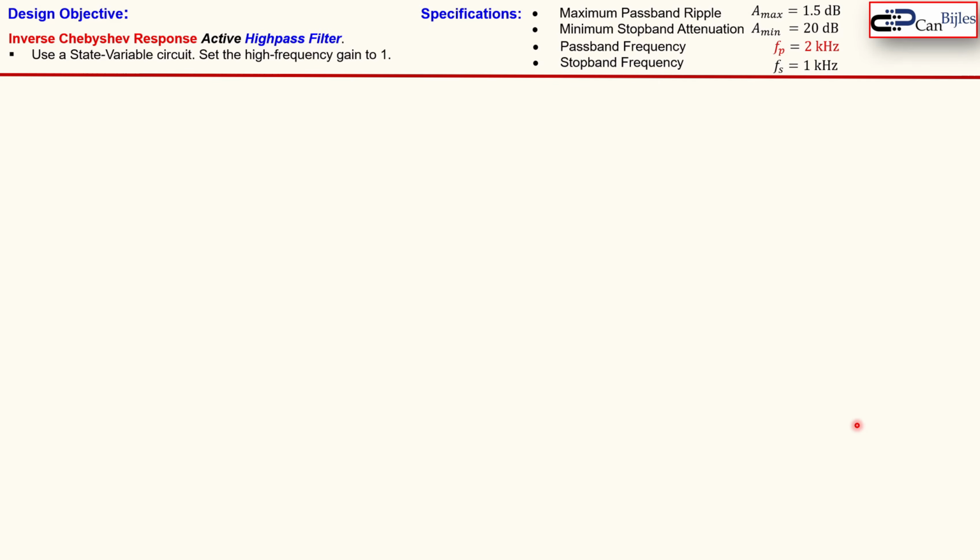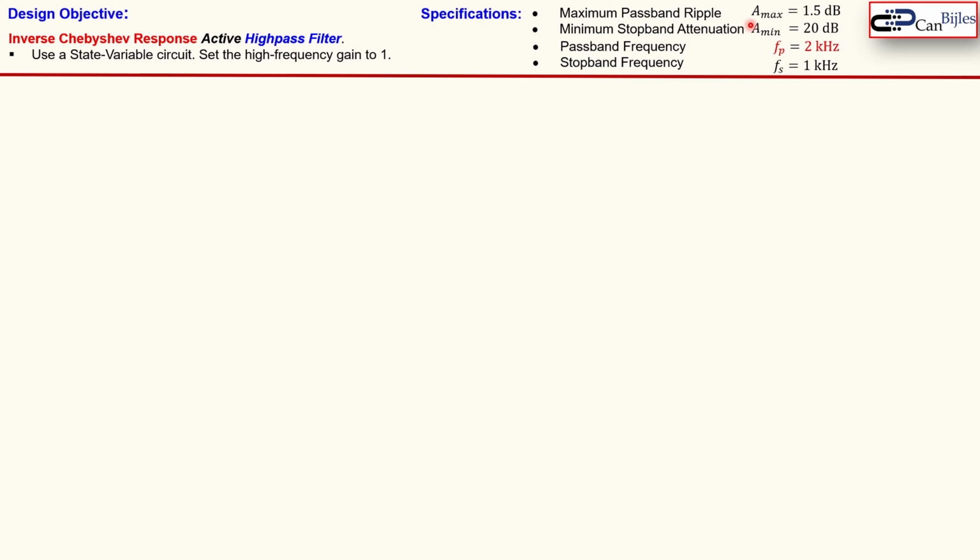Okay, our design objective is shown here. We'd like to design an inverse Chebyshev response active high-pass filter, and we will use a state variable circuit. And our high frequency gain should be 1, so it means 0 dB. The specifications for our filter design are shown here.